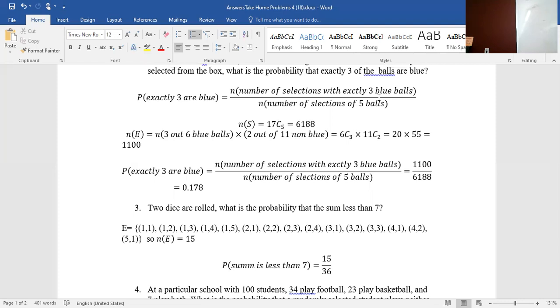If you add, you have 2, 3, 4, 5, 6, 7, 3, 4, 5, 6, 7, 8, 4, 5, 6, 7, 8, 9, 5, 6, 7, 8, 9, 10, 6, 7, 8, 9, 10, 11, 7, 8, 9, 10, 11, 12. You can see that all of these numbers up here, 1, 2, 3, 4, 5, 6, 7, 8, 9, 10, 11, 12, 13, 14, 15, are the outcomes with a sum less than 7. So we have 15 over 36.